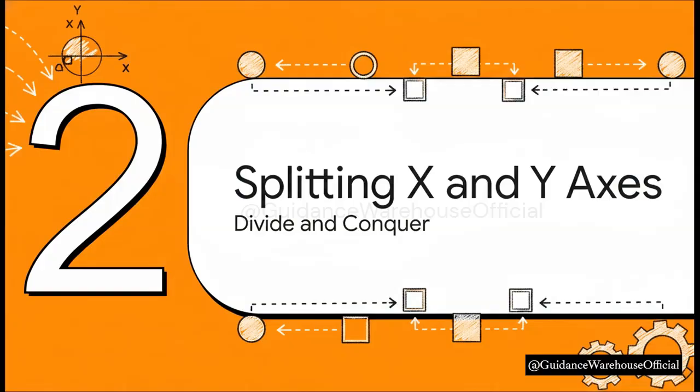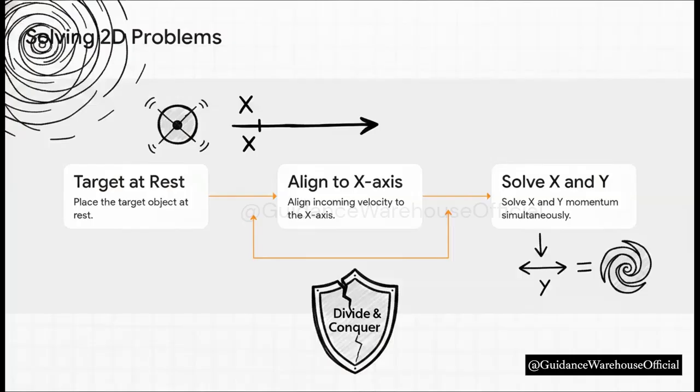Part 2. Splitting the x and y axes. Divide and conquer. Let's see how we actually build the formula for this. Here is the absolute best trick in physics for solving these problems: picking a smart coordinate system. Step 1, we pretend our target object is sitting perfectly still. Step 2, we essentially rotate our imaginary graph so the incoming object is traveling directly along the horizontal x-axis. And step 3, we split the collision into 2 separate, totally manageable math problems by solving for x and y momentum simultaneously. Divide and conquer, right?